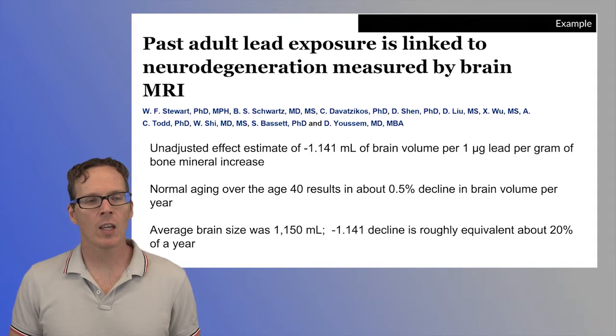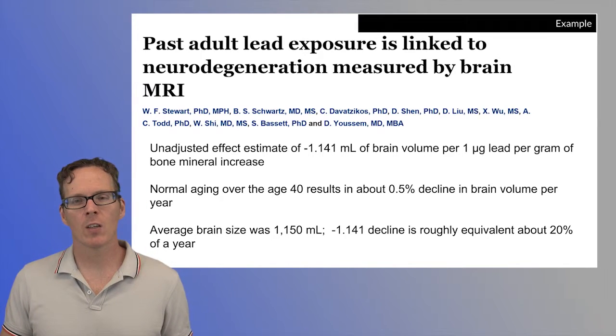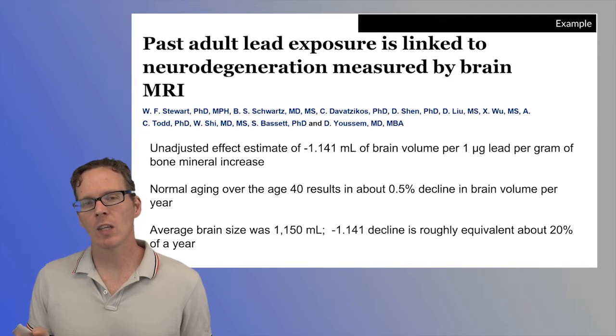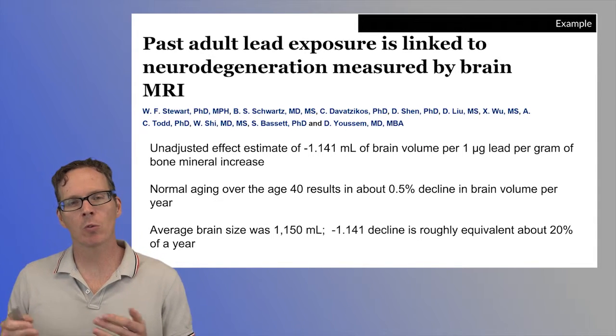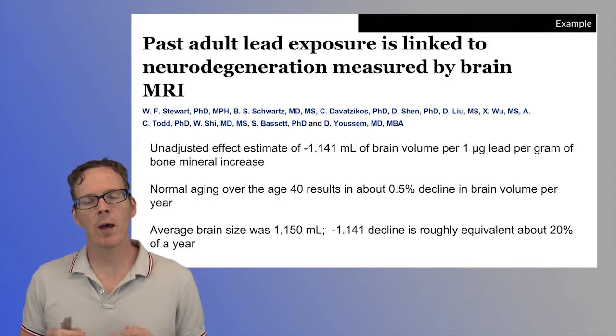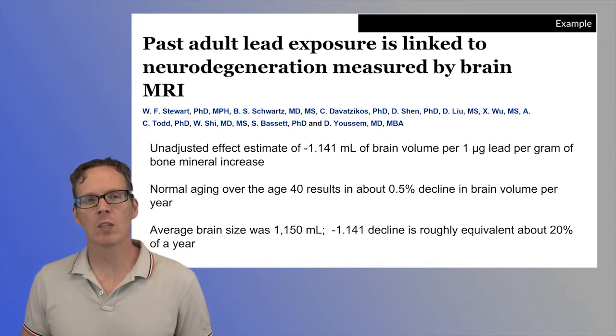1.41 decrease is roughly equivalent to about 20% of a year. So basically we're saying this effect, that a 1 unit increase in lead exposure results in brain volume loss, is about the same amount of volume loss that people experience in about 20% of the year over the age of 40. Okay, so to me that's more interpretable because I understand healthy brain aging because I work in the area.